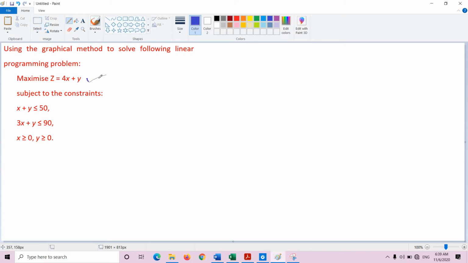What we are given here is called the objective function. These two equations are called constraints. All these are constraints, the first constraint and the second constraint, and these are the non-negativity constraints. Now, forget about the maximum z for now. Just write it down here: max z equal to 4x plus y. This is the maximum z you are given.